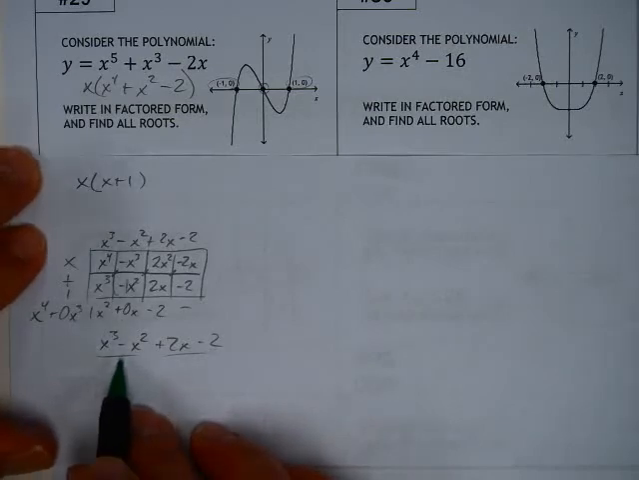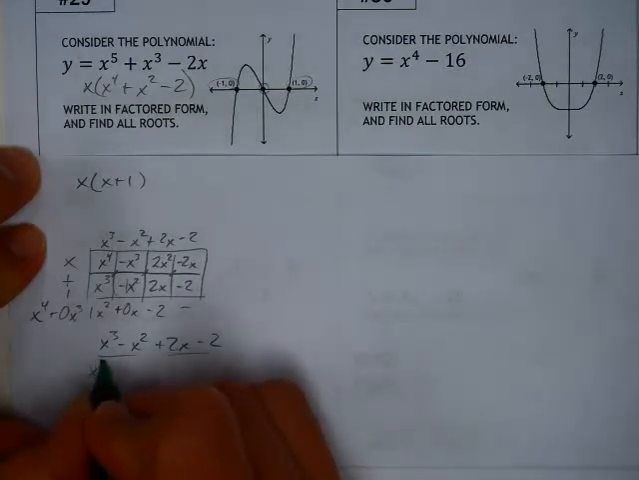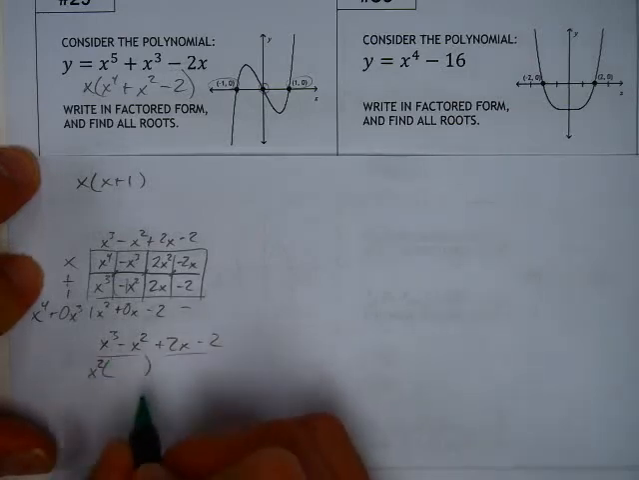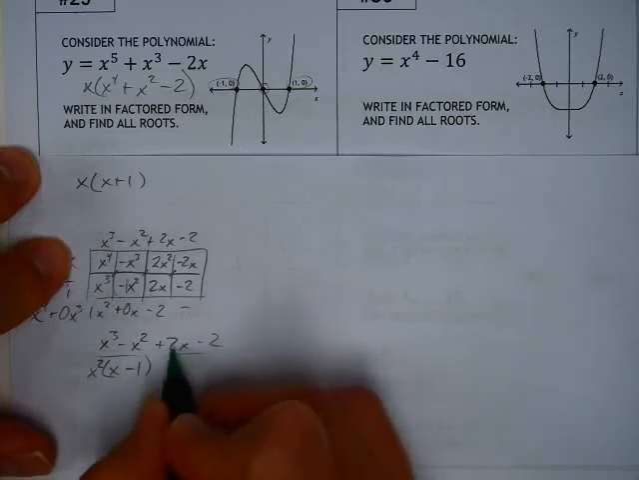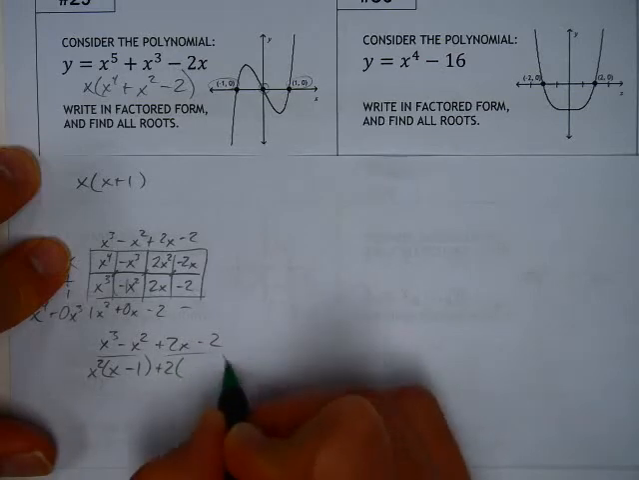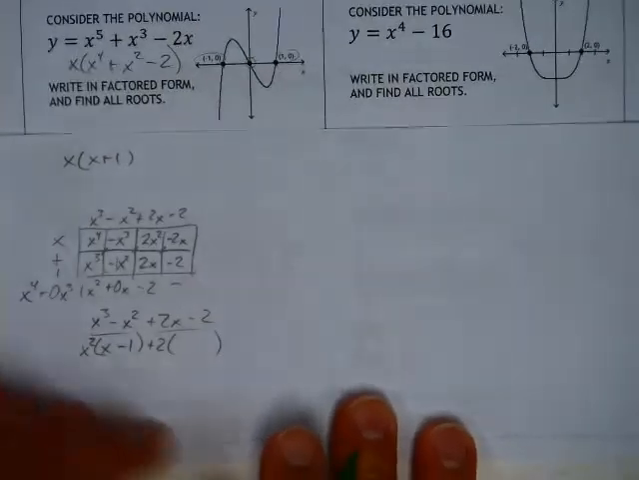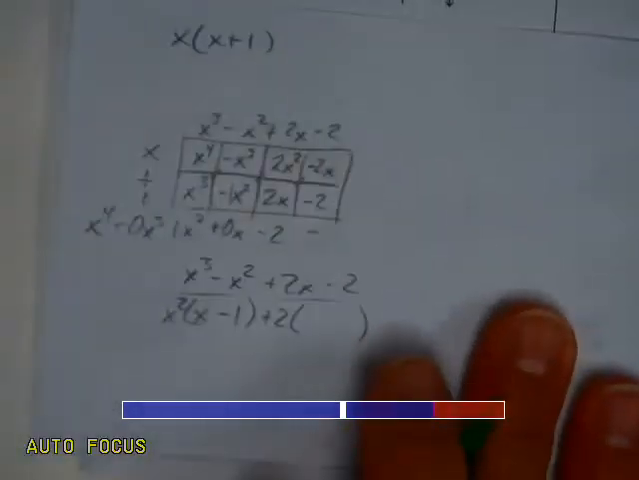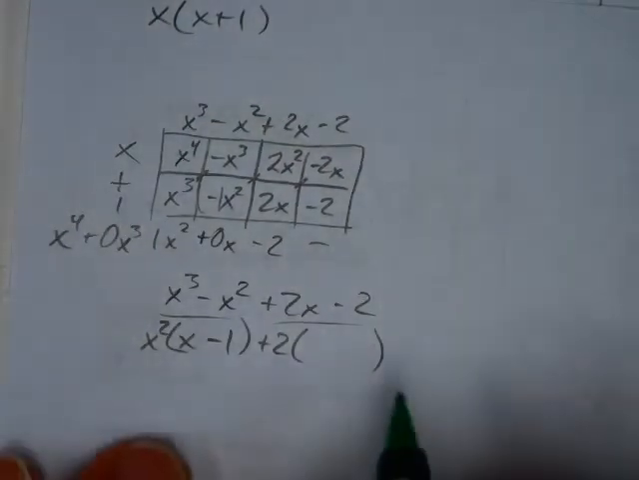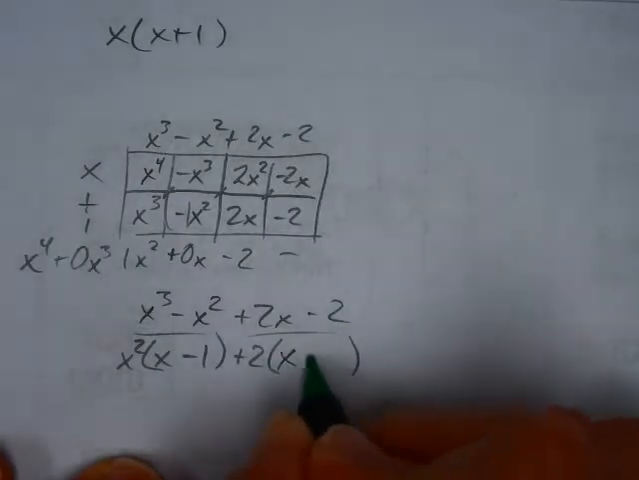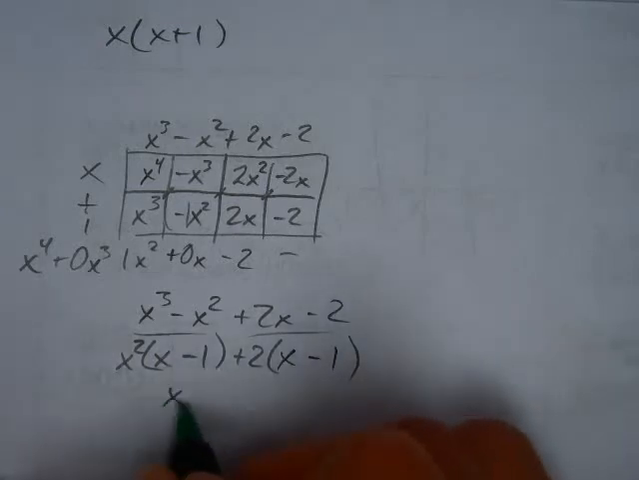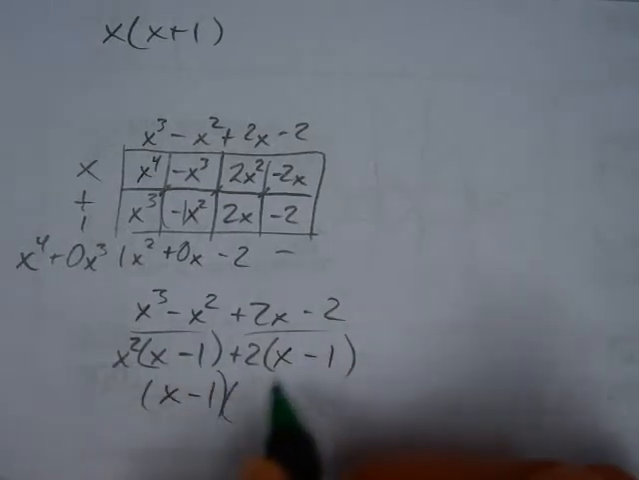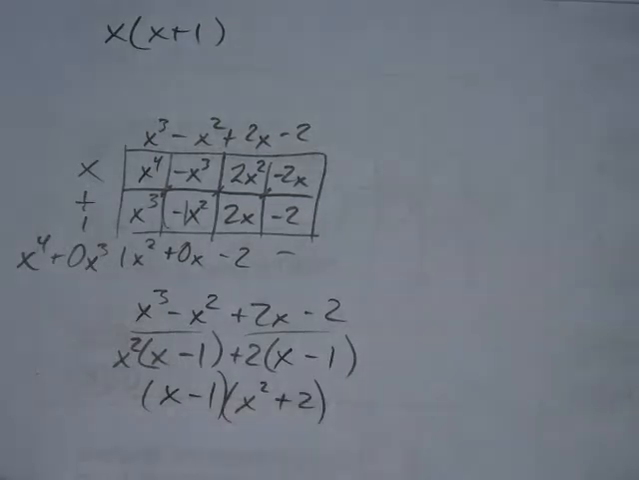What can I take out of this grouping here? I can take out an x squared, and when I do, what am I left with? X minus 1. And so here I can take out a 2. If I say plus 2, then what do I get when I take out a 2? X minus 1. So I've got my x minus 1s here. If I take them out, I'm left with x squared plus 2.